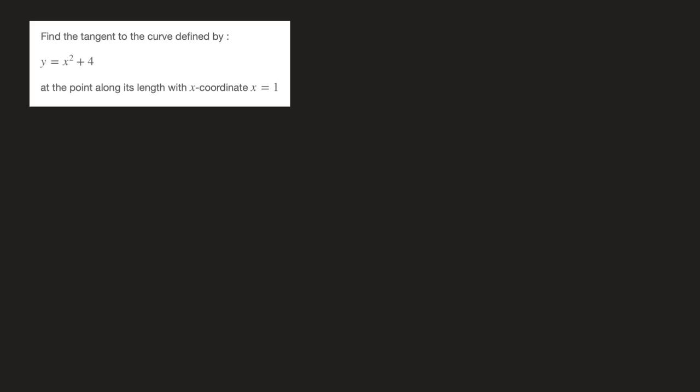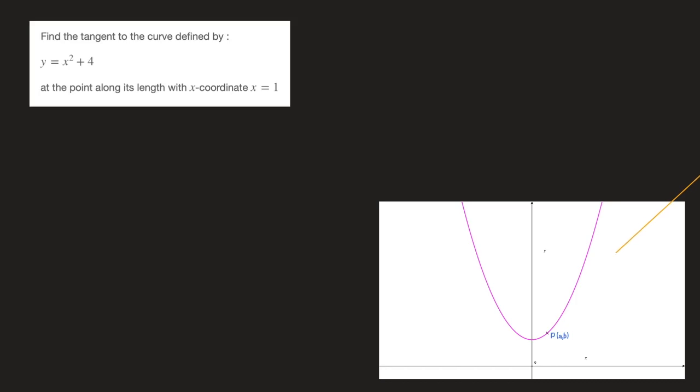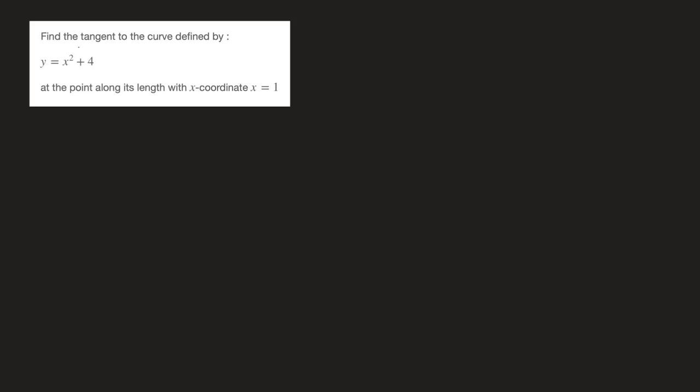Hi everyone, in this video we learn how to find the equation of a tangent to a curve using differentiation. And for that we're going to work through the example that we have here. We need to find the tangent to the curve whose equation is y equals x squared plus 4 at the point along its length with x-coordinate x equals 1. To do this we're going to follow three steps.